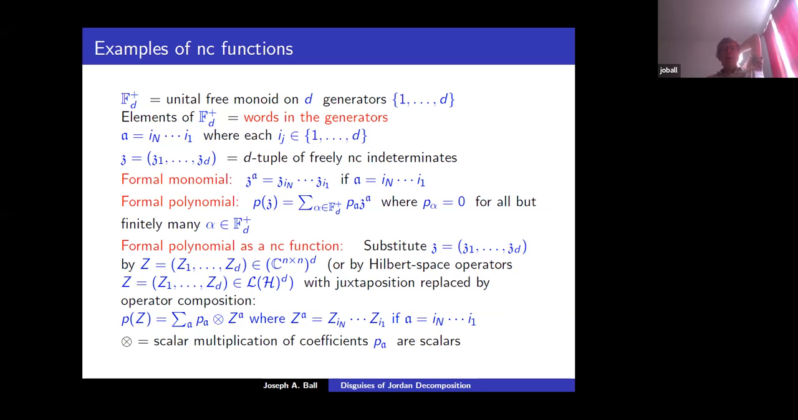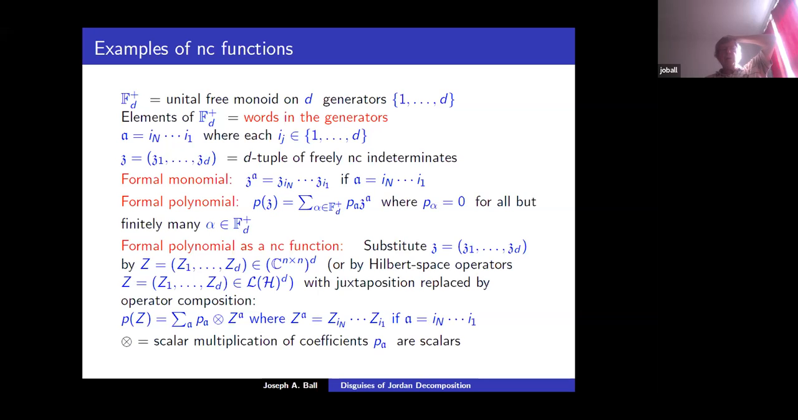And a formal polynomial is a linear combination of formal monomials. And to be a polynomial, we ask that the coefficient p_alpha is 0 for all but finitely many alpha in our unit of the free monoid. And then this is a non-commutative function if we introduce substitution. We substitute for Fraktur Z a capital Z, which is a d-tuple of n by n matrices.